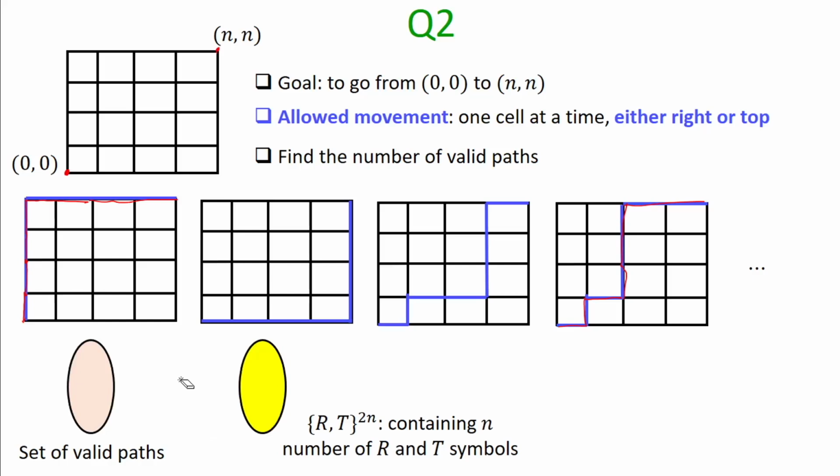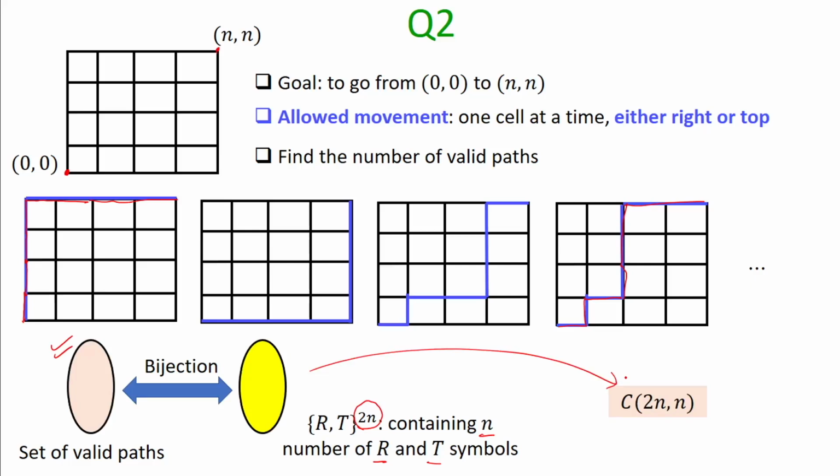So for solving this or finding the number of valid paths, I do the following. So imagine this is the set of all your valid paths, and you have another set which denotes the set of all strings of length 2n, and the 2n length string has equal number of R symbols and T symbols. Okay, that's the second set, and my goal here is that I will show that there is a bijection between these two sets. And if indeed there is a bijection between these two sets, then it shows that the number of valid paths is nothing but the number of strings of length 2n, which has equal number of R symbols and equal number of T symbols.